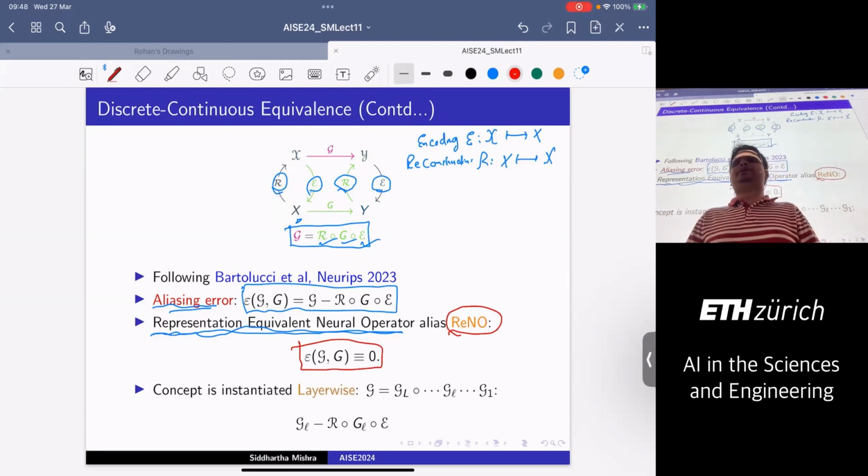Of course, you can say that maybe in some problems it is impossible to have an exact realization of this, but at least they should be small. These aliasing errors should be small, hopefully vanishingly small, right?